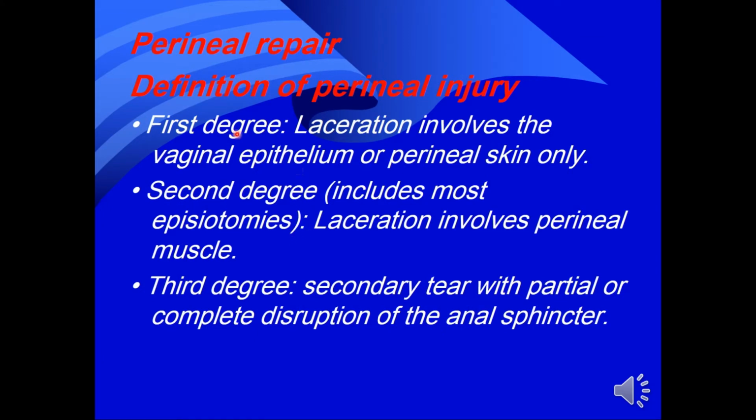What are the types of the perineal tear, or the degrees? First degree: laceration involves the vaginal epithelium or the perineal skin only. Second degree includes most episiotomies. Thus to say, the episiotomy is a second degree tear. Laceration involves the perineal muscle. First degree plus laceration involves the perineal muscle. This is episiotomy. Third degree, second degree tear with partial or complete disruption of the anal sphincter.